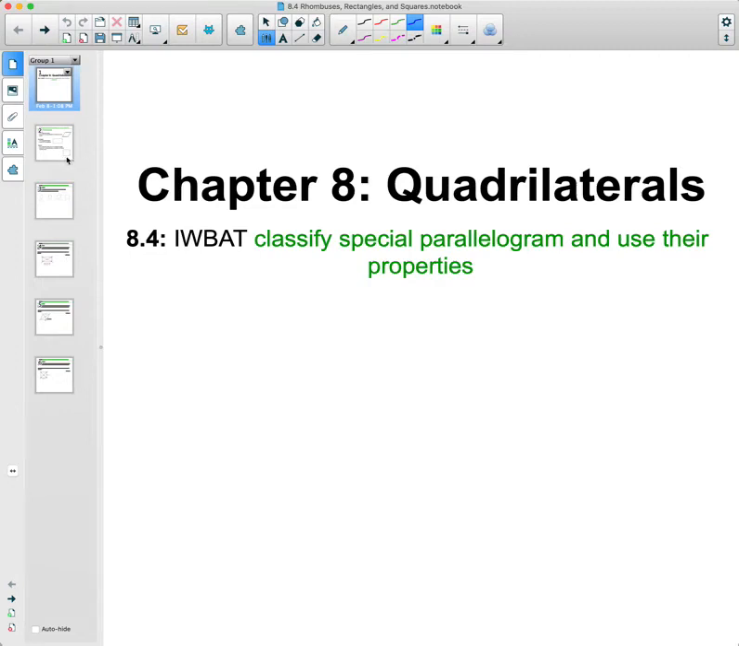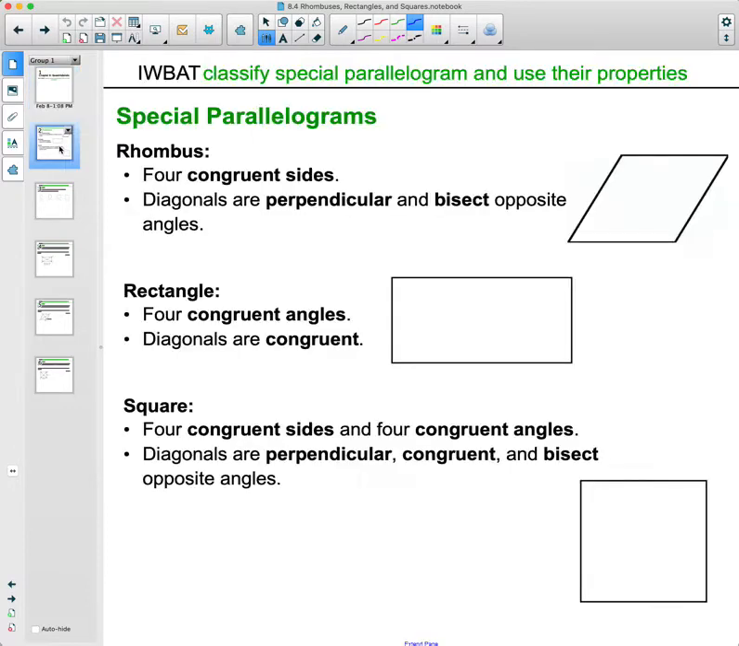In this video, we are going to talk about special types of parallelograms and their properties. So if you remember, parallelograms have two pairs of opposite sides parallel, and there are three specific special types of parallelograms. All of these three shapes, the rhombus, the rectangle, and the square, have opposite sides parallel. They have all the properties of parallelograms.